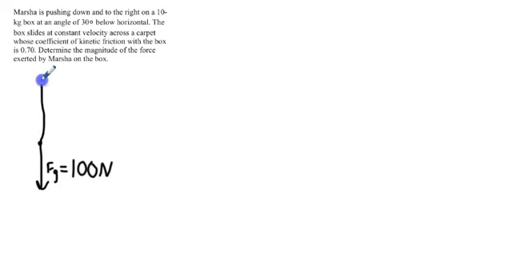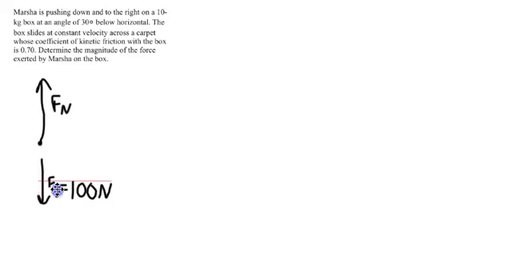While you may not know exactly the force of the normal force, you would be aware that at least it would be greater, because Marcia is pushing down at an angle. And so what that would do is you would be pushing down on the floor an extra amount.